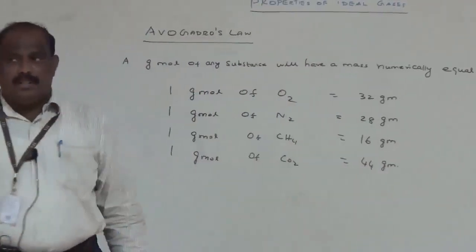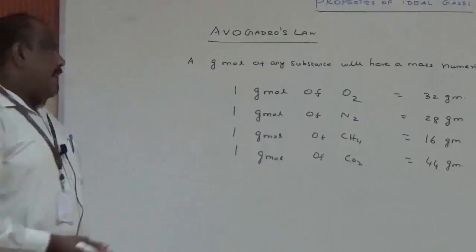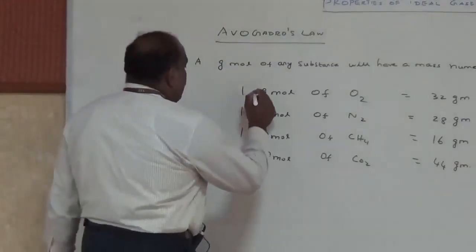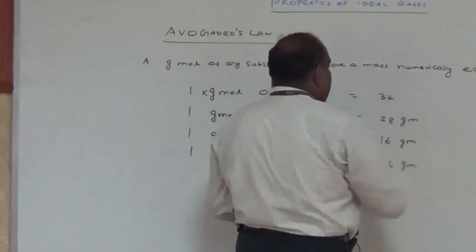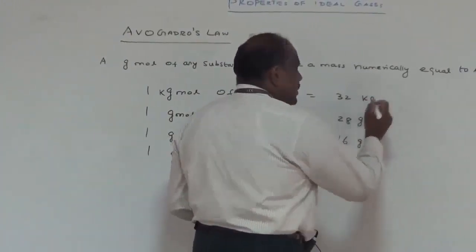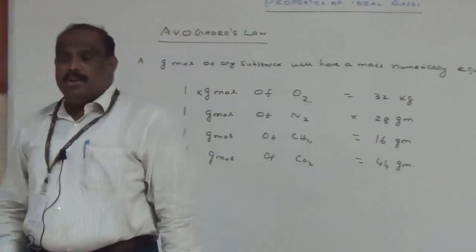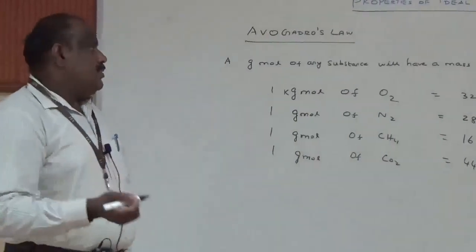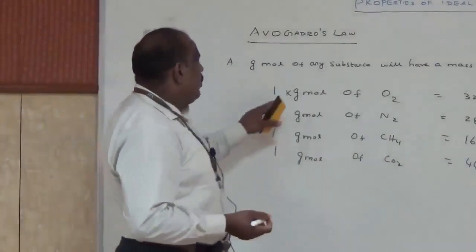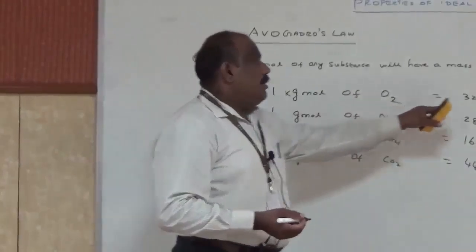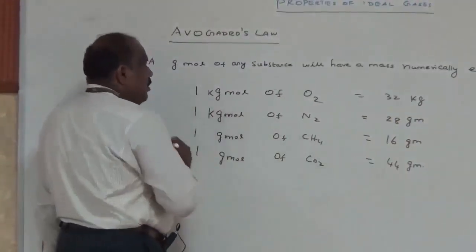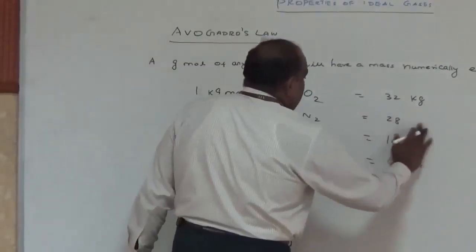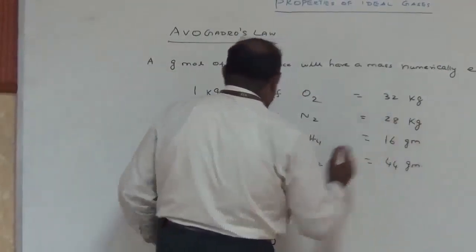Instead of taking 1 gram mole, if I want to take 1 kilogram mole, then instead of 32 grams, I will end up with 32 kilograms. That's it. If I want to take 1 gram mole, the mass will be 32 grams. Instead, if I want to take 1 kilogram mole of oxygen, the mass will also be in kilograms. So here also, 1 kilogram mole of nitrogen will have 28 kilograms of mass.